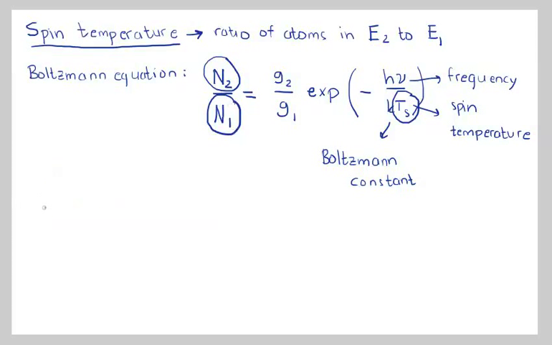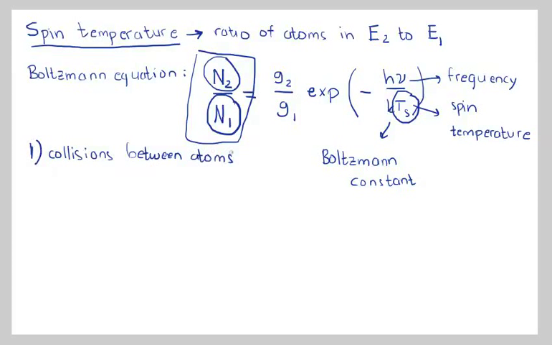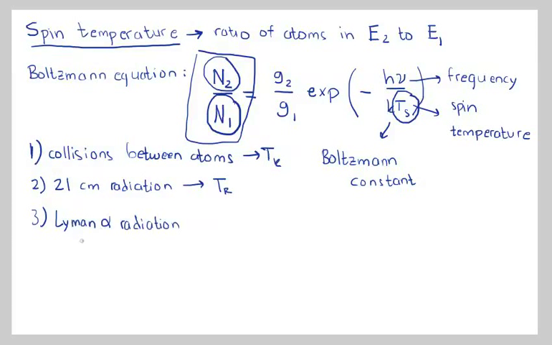There are three processes that determine the population of the hyperfine levels. First is collision between atoms, described by the kinetic temperature of the atoms. The second is the radiation of 21 centimeters, which is characterized by the radiation temperature. And the last thing is radiation in Lyman alpha, that is radiation between the transitions of the electronic levels of atomic hydrogen. This is characterized by the Lyman temperature.